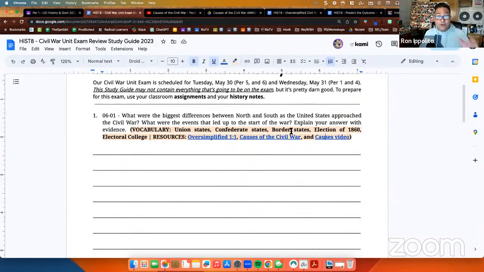The border states in particular, those were the states that were right in the middle, right? They were in between the Union and the Confederacy. They were states that allowed slavery. So these states were Kentucky, Maryland, Delaware, and oh my goodness, why am I drawing a blank on Missouri? Almost forgot it. Sorry, Missouri. So Kentucky, Missouri, Maryland, Delaware, 4 states that still practiced slavery, but stayed loyal to the Union. And that was super, super important.